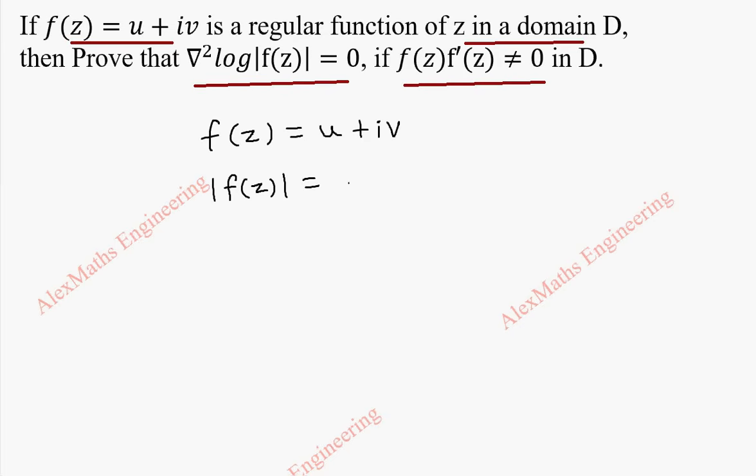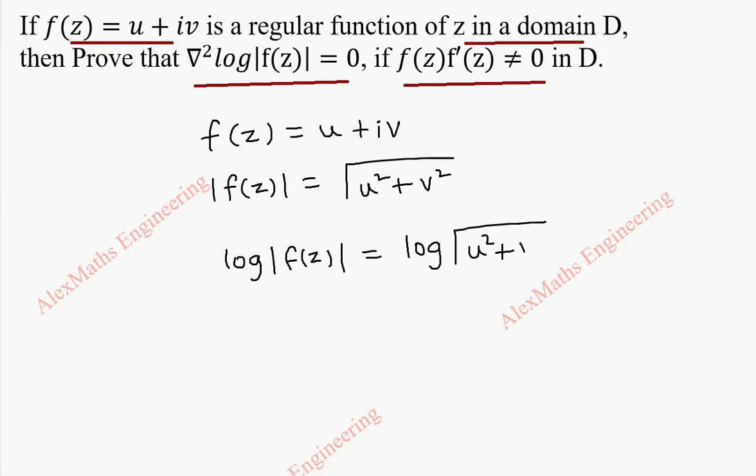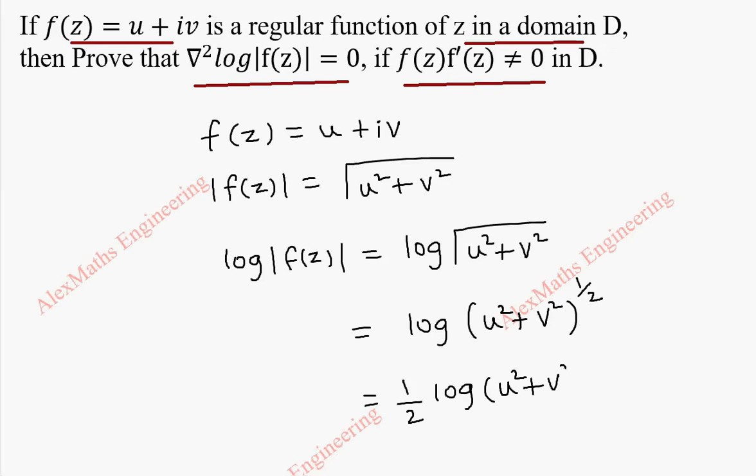Now let's start with f(z), which is u + iv, and mod f(z) will be root of u square plus v square, and we have log of mod f(z) in our question. So let's take log of root u square plus v square, and this can be written as log of (u square plus v square) whole power half. Using the log rule, we can bring this half here, so half log of u square plus v square.